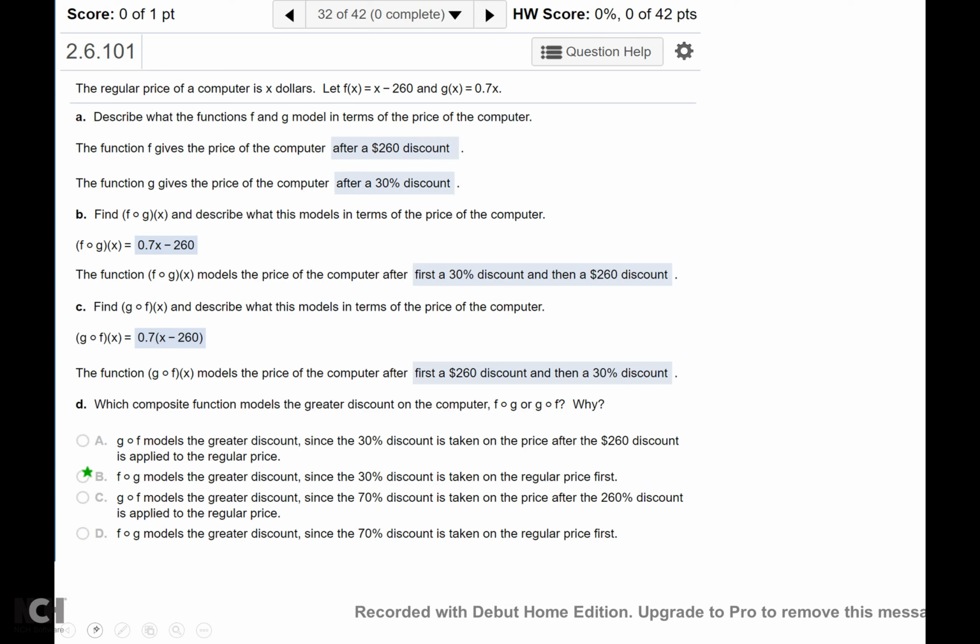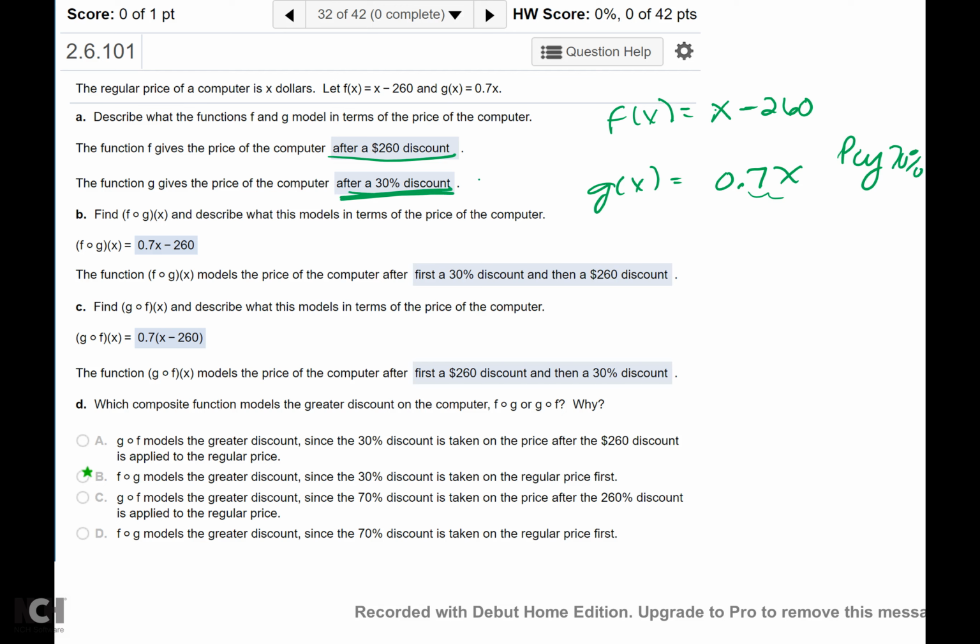All right, the regular price of a computer is x dollars. Let f of x be x minus 260 and g of x be 0.7x. Describe what the functions f and g model in terms of the price of the computer. The function f says you're not going to pay full price. You're going to get $260 off. So it means that's going to give you your price after a $260 discount. All right, g says, if I make this a percent, move it over twice, this means you're going to pay 70% of the price, which means you're going to have a 30% discount. Does that make sense? This says that's what you'll pay, but that means that's what you're going to save.